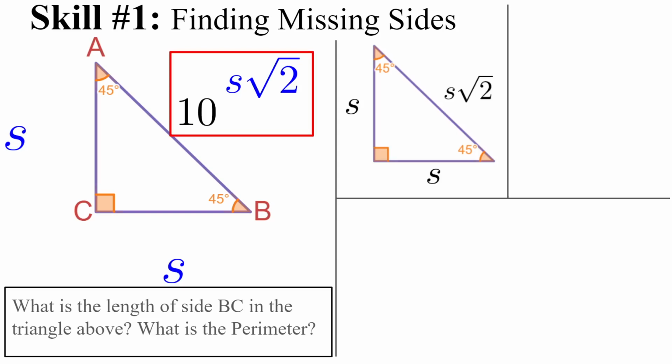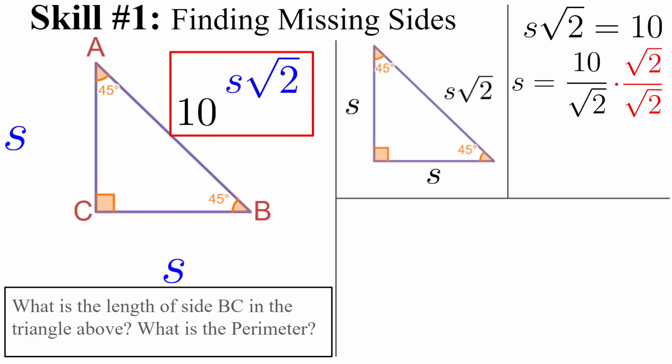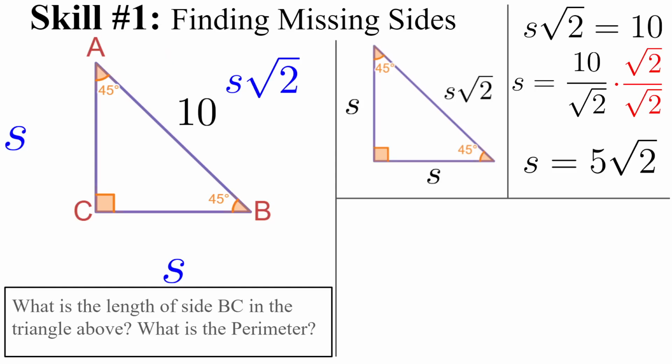So we know that s root 2 must be equal to 10, and you see what's different about this one. We just have to do a little bit of algebra to get the s by itself. So what we're going to do is divide both sides by root 2, so we get s equals 10 over root 2. Now to simplify this, we're going to multiply the top and bottom by root 2. That is called rationalizing the denominator. And we get 10 root 2 over 2, or 5 root 2. We can now put 5 root 2 wherever s is on the picture. So let's do that. And so the length of side BC is 5 root 2.